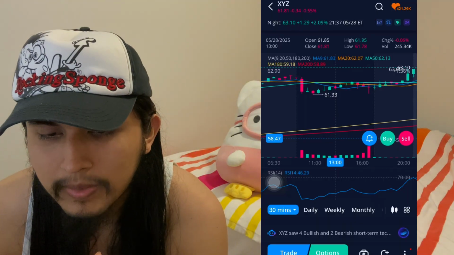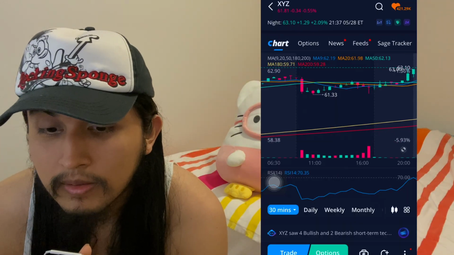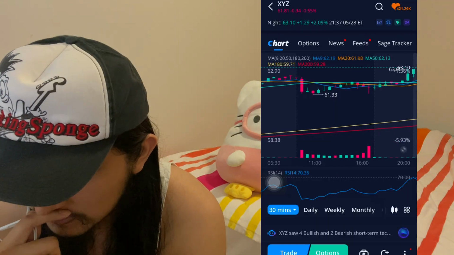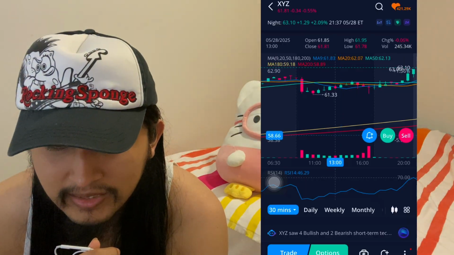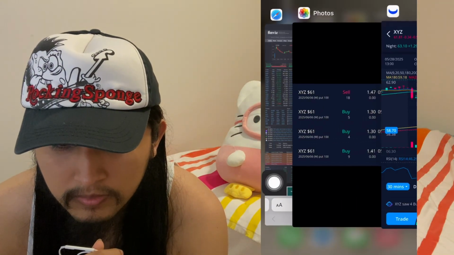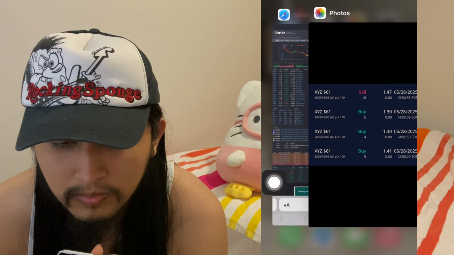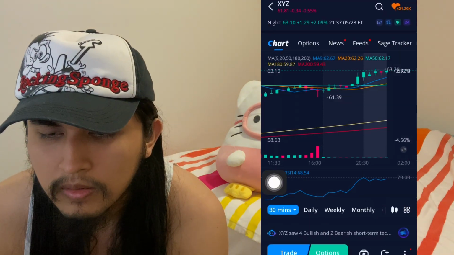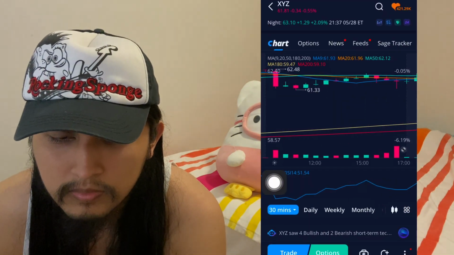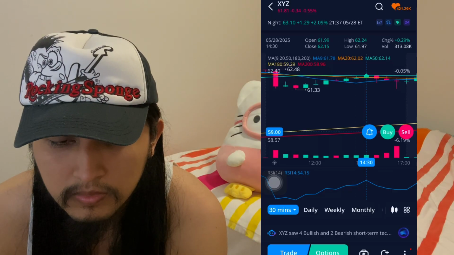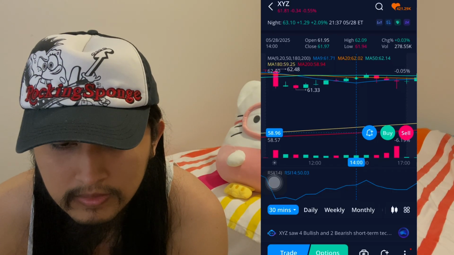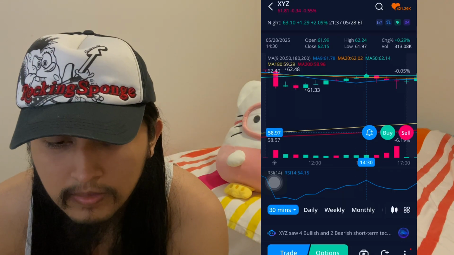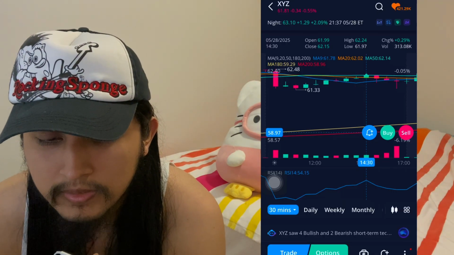So basically what I did was I played put options as soon as it got rejected by the 9-day moving average, and then around 1403. It's not this candle, but this candle. So this candle right here, the 1430 candle.